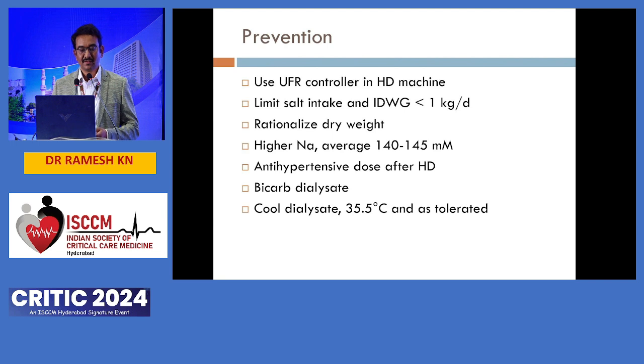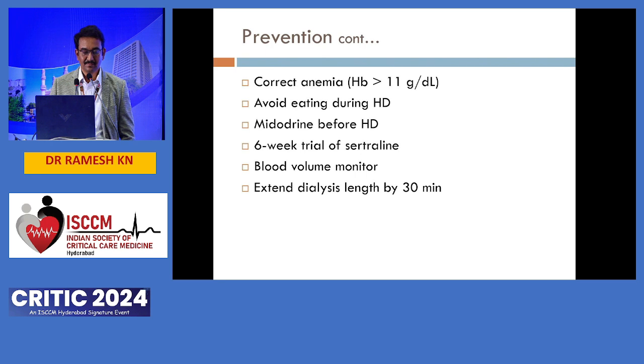And prevention, we already discussed in the pathophysiology. Use an ultrafiltration controller, or limit the salt intake, reduce the dry weight, and use high sodium levels in the dialysate fluid, and calcium in the dialysate fluids. Avoid antihypertensives before dialysis, and use bicarbonate dialysate. Correct the anemia. Avoid eating during dialysis. Midodrine before dialysis. Blood volume monitor.